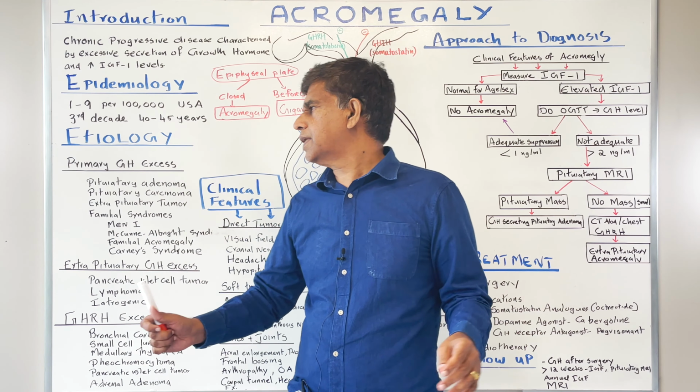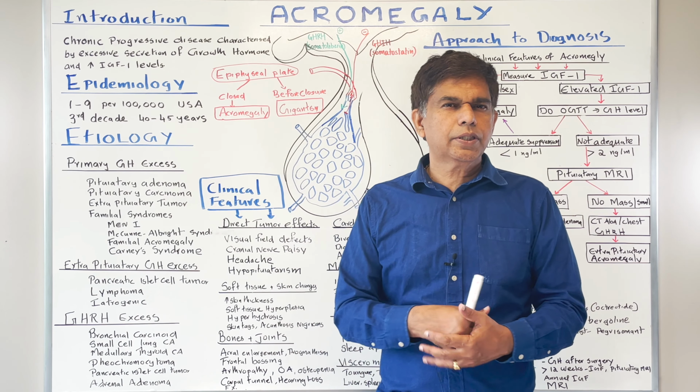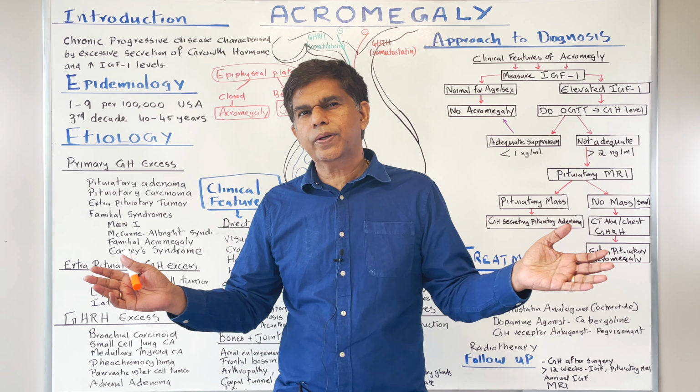Okay, now let's look at a little bit of epidemiology. Again, it's a rare disease, like 1 to 9 per 100,000 in the USA. Most of the people present in the third decade, let's say 30 to 45.